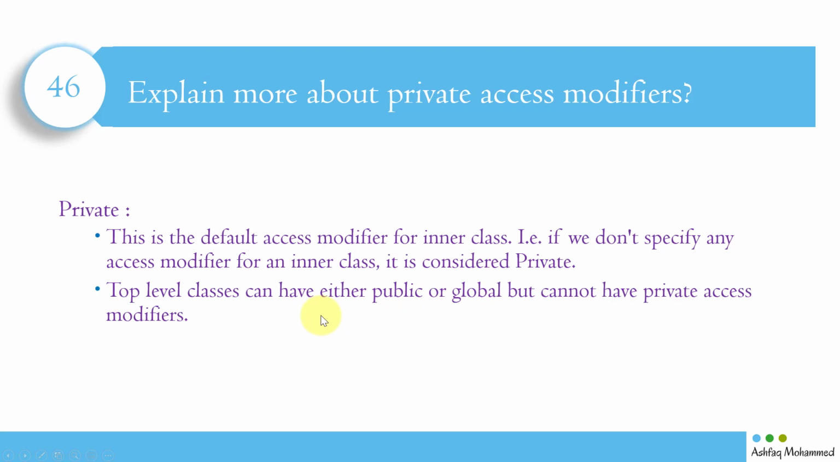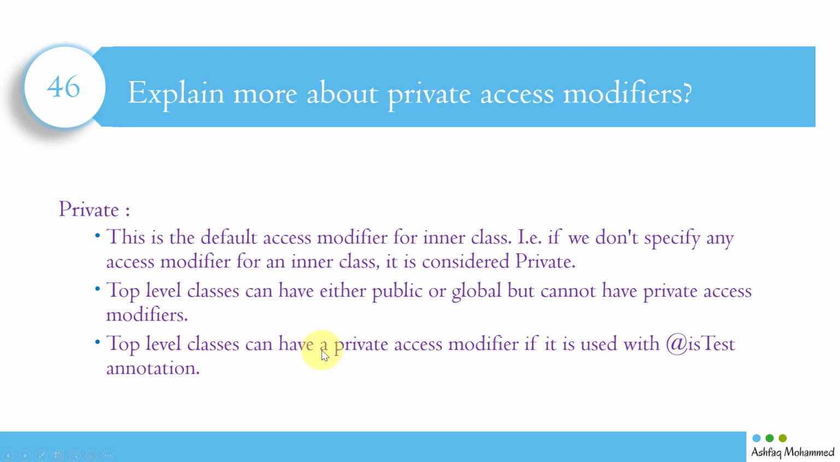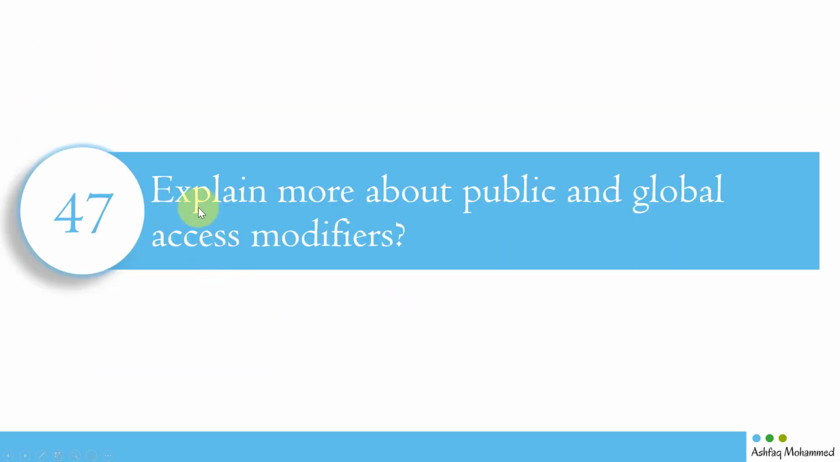Okay, let's see public and global in a minute. But yeah, top level classes can have private access modifier if it is used with the @isTest annotation. Okay, so annotations we will be discussing in future questions, but we can write private for a top level class for @isTest only. Go ahead and try it, okay, and see what is happening if you are able to write private for a regular class, and if you're able to write private for an @isTest class or not.